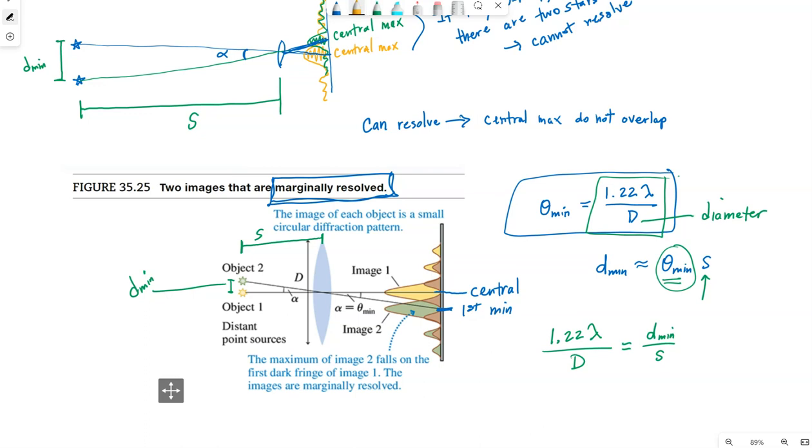For a specific diameter telescope or binoculars or pupils, there's a minimum distance between the point sources. So in my example, it's the two stars, the distance between the two stars, and this is the distance from the lens or mirror or eyes to the objects. And this is the diameter of the lens or mirror or eyes.